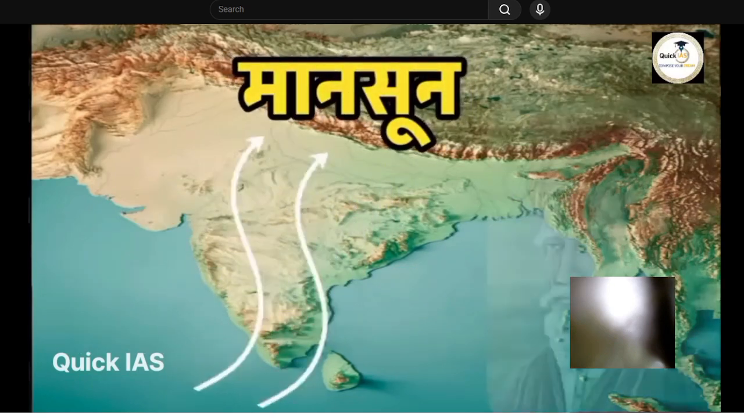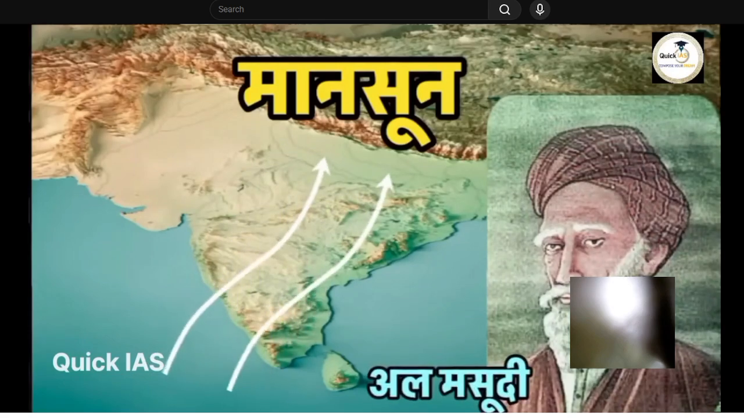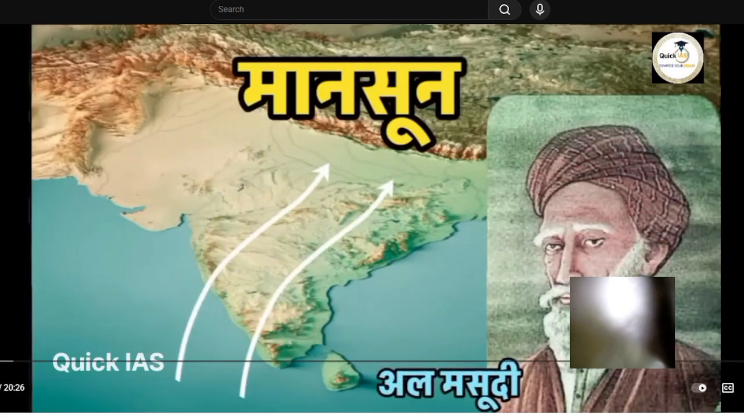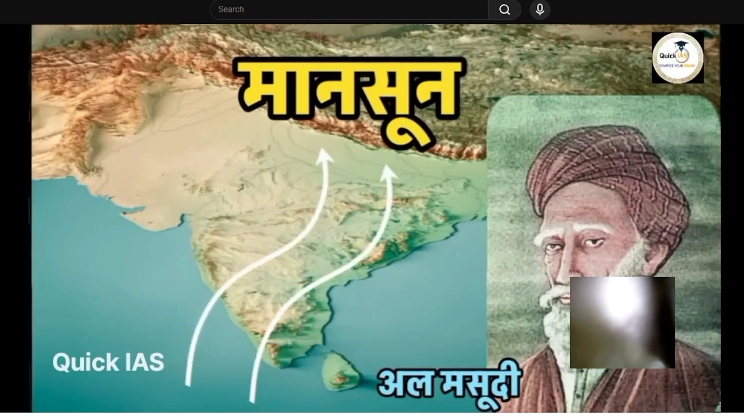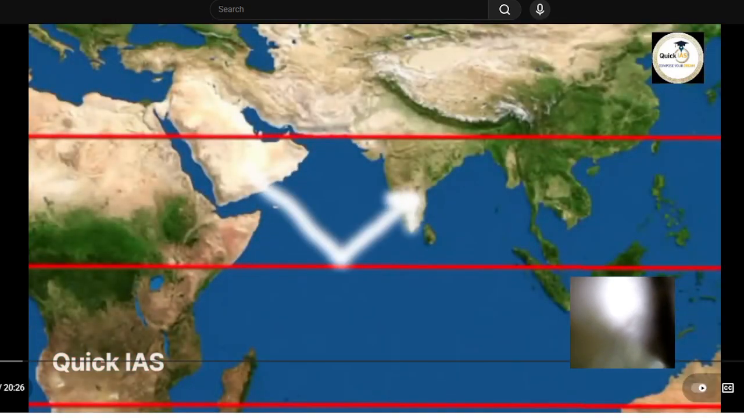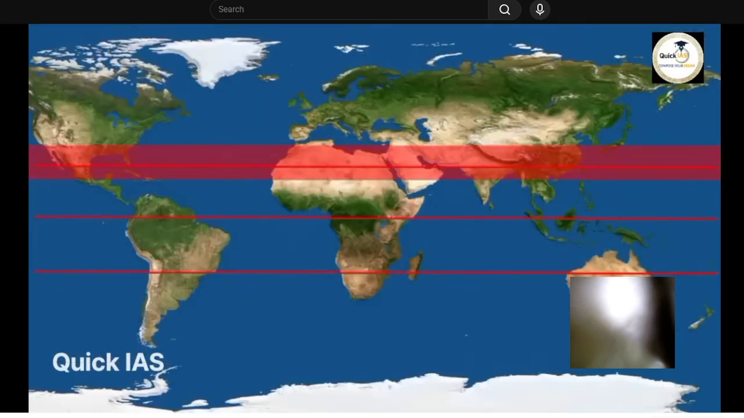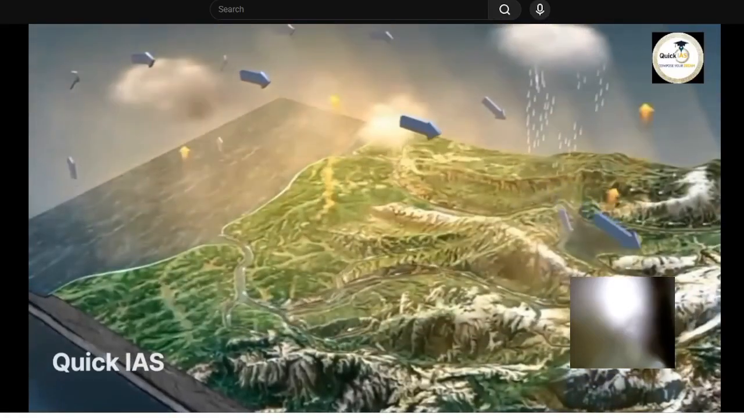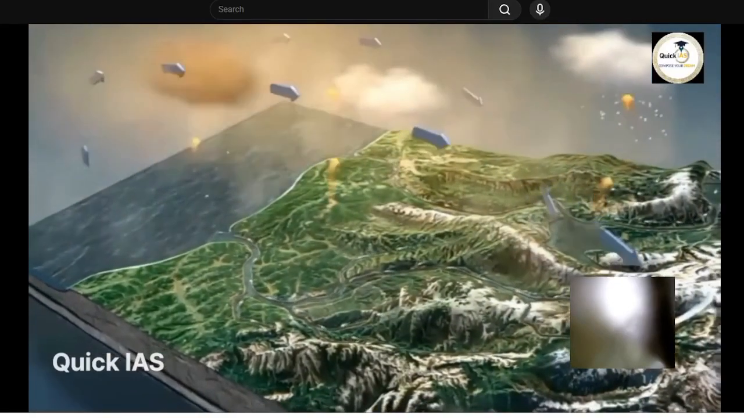The first study of the monsoon was done by the Arabic geographer al-Masudi. These same monsoon winds were used by Arab traders, and they traded with India. The main theory regarding the origin of the monsoon is the thermal theory, which was proposed by Edmund Halley. According to this, the annual cycle of monsoon circulation is due to the internal heating effect of land and water.